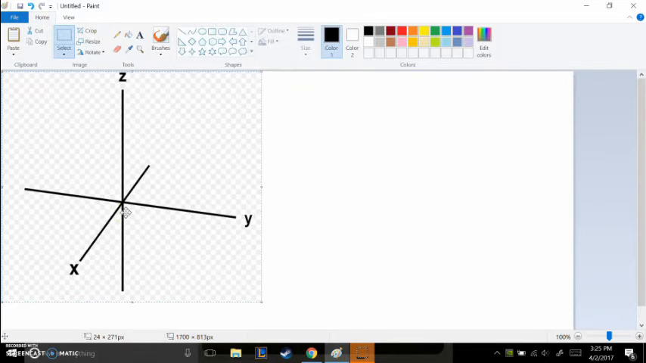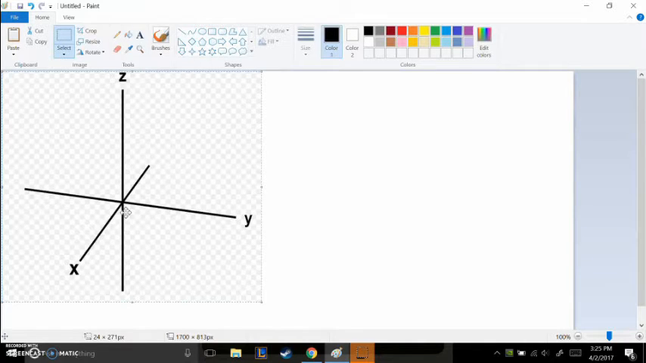So the first thing that we need to understand when we're studying vector calculus is curvilinear coordinate systems. It sounds kind of like a big word, but the concept it represents really isn't that difficult. So what are we doing here?